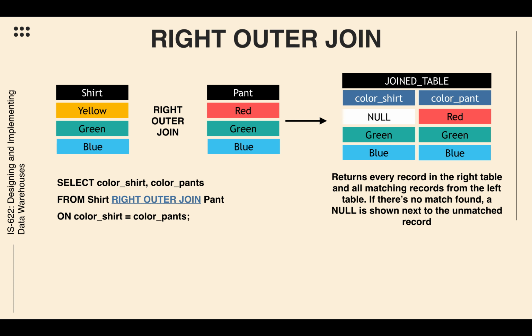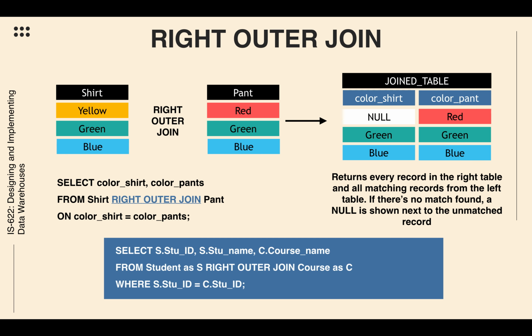So the way you use it is again the same way, but you just use a right outer join. So if I do this with my course example, I will get a list of all the courses and the students. But if suppose I have a course which no student is taking, I will also get that course here instead of ignoring it. So I will get the course. Even if no student registered for the course, I will still see it in my joined table.